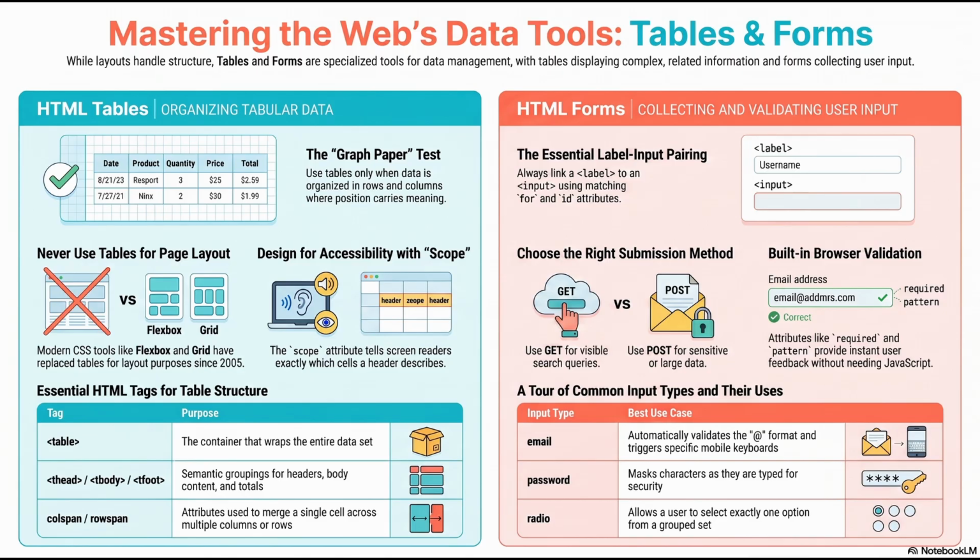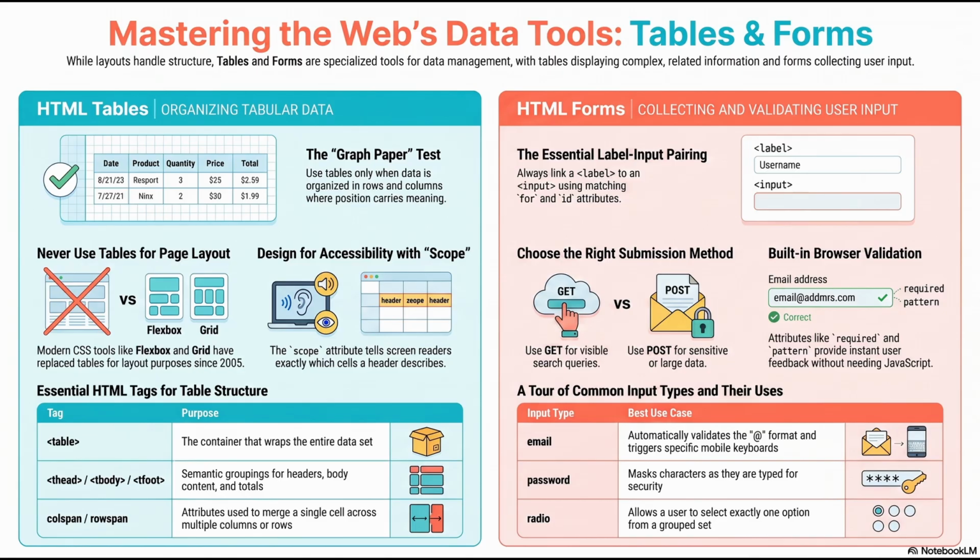But my absolute favorite usability detail in forms is the magic of the label element. Oh, it really is magic. A label tells the user and the screen reader what a specific text box is asking for. But if you just place text next to an input, they aren't actually connected. Right, you have to wire them together. You pair the label with an input using the for attribute and the id attribute. So you give the input an id, and the label's for attribute matches exactly. When you link them correctly, clicking the actual text of the label drops your cursor straight into the input box.